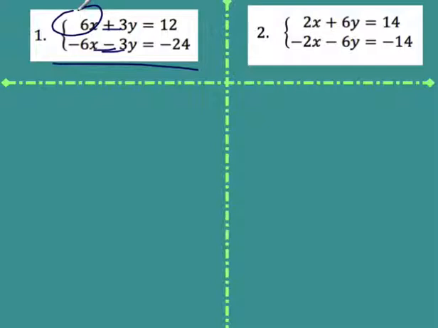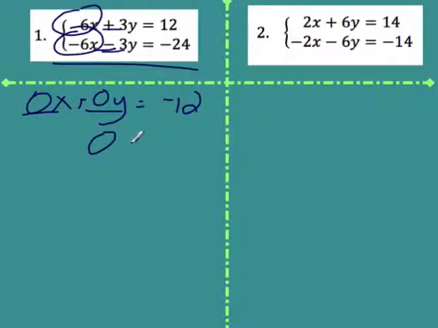Well, 6 plus -6 is going to give me 0x. 3y minus 3y is going to give me 0y. 12 minus 24 is -12. 0x plus 0y is the same as 0, so everything canceled out, and I'm left with 0 is equal to -12. Is 0 ever going to equal -12? No, so there's no solution.